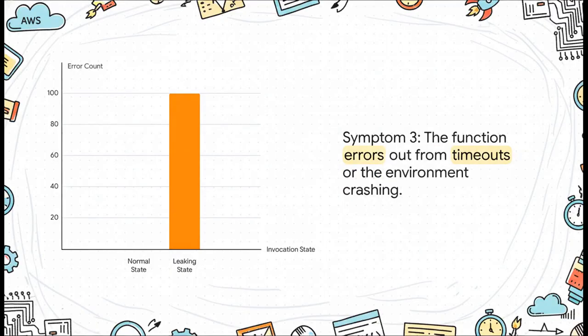And here we are, the final stage. The function is now so slow that it starts hitting its timeout limits, or the whole environment just crashes. That's when you see this sudden wall of red. The errors just appear out of nowhere. Then Lambda finally steps in, kills the sick environment, and spins up a fresh one. And the whole cycle starts over again.